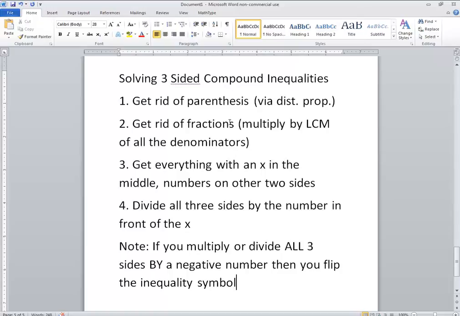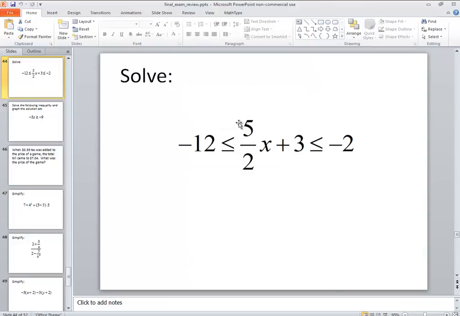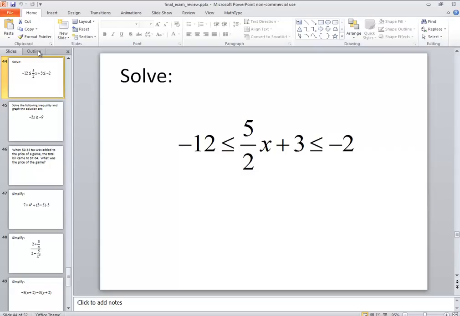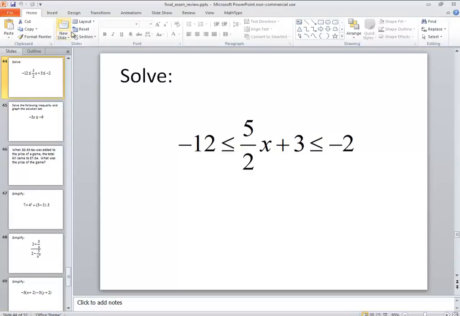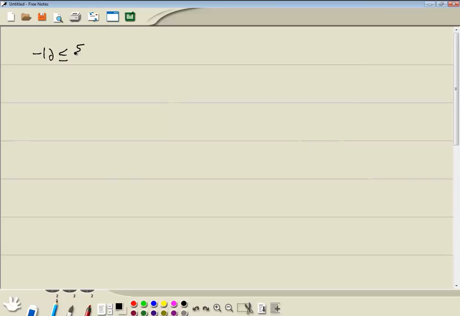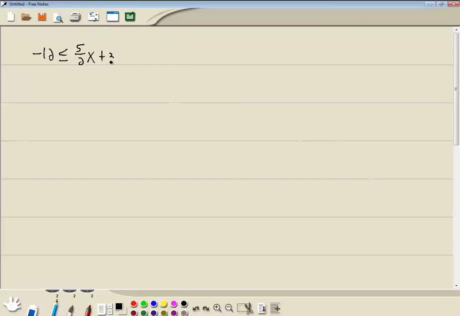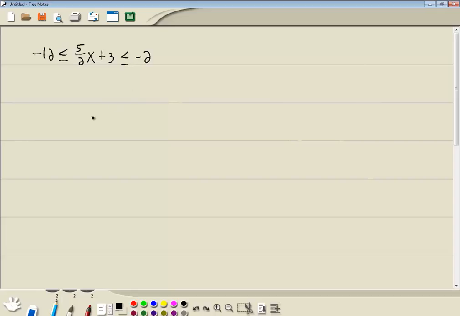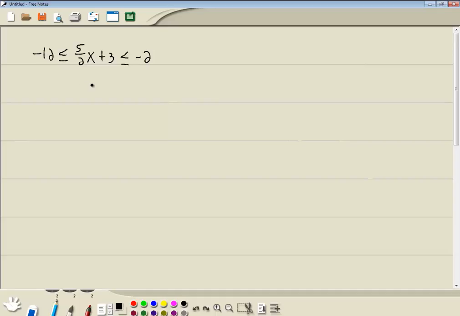Okay, so let's take a look at this problem using these steps. So we've got negative 12 is less than or equal to 5/2 x plus 3 is less than or equal to negative 2. Okay, so step 1, get rid of parentheses. Don't have any.